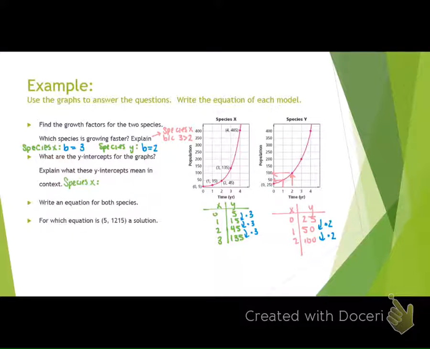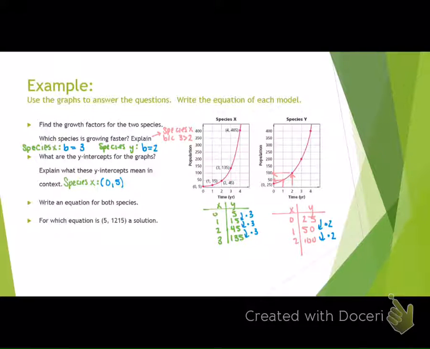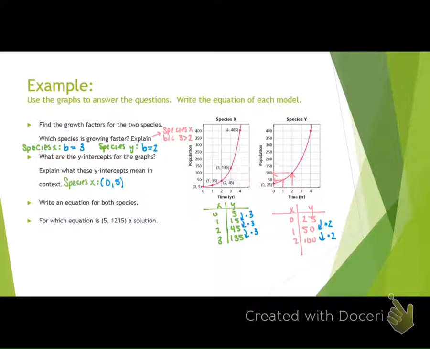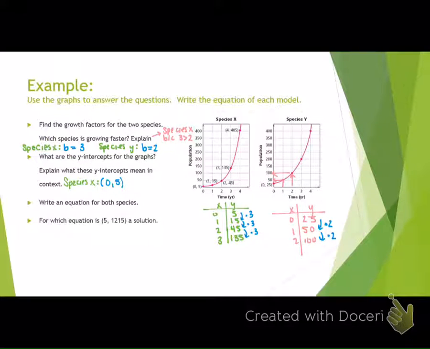Alex, what's the y-intercept for species X? 5. Say it as an ordered pair. (0, 5). And what does that mean in context of the problem? That's how much it is. So use the units as we've been discussing for the past week or so. You're right that it's a starting amount, and use the numbers in units. So use the number 0 and use the number 5.